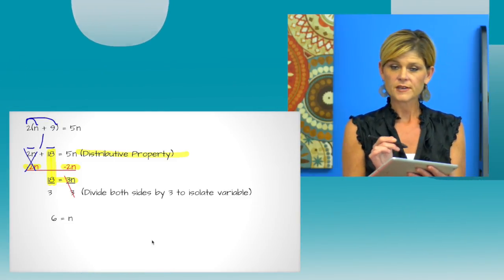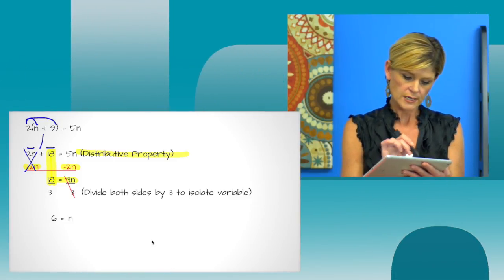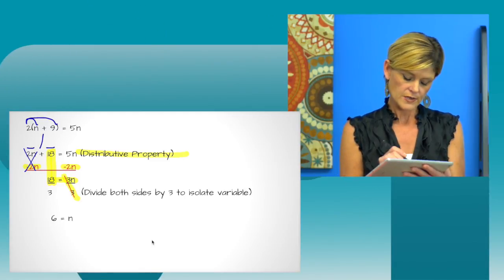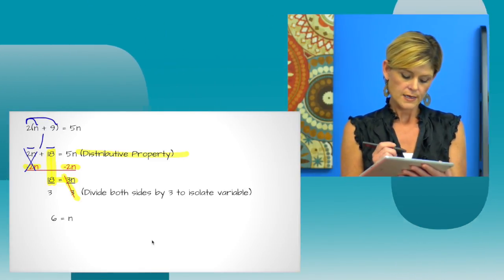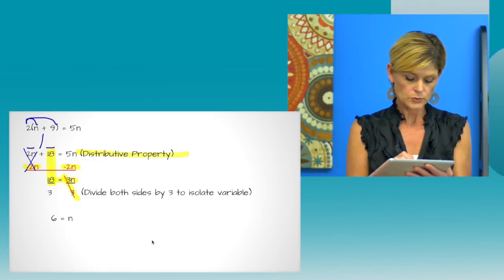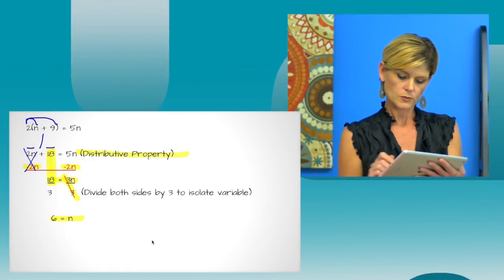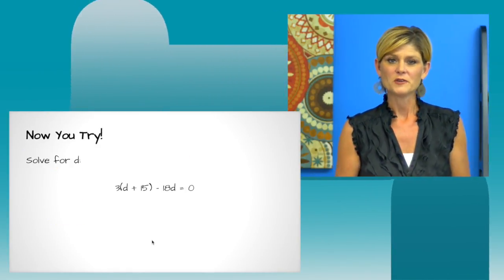Okay, now I need to divide both sides by 3. The 3's will cancel out as I've shown you here. Now I've got 18 over 3 equals n, and 18 over 3 is simplified to 6. So n equals 6. All right, everyone, your turn.